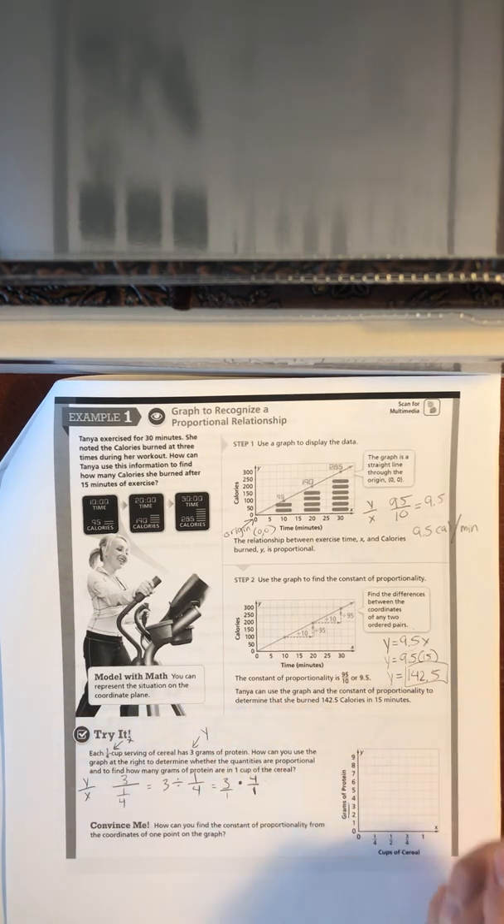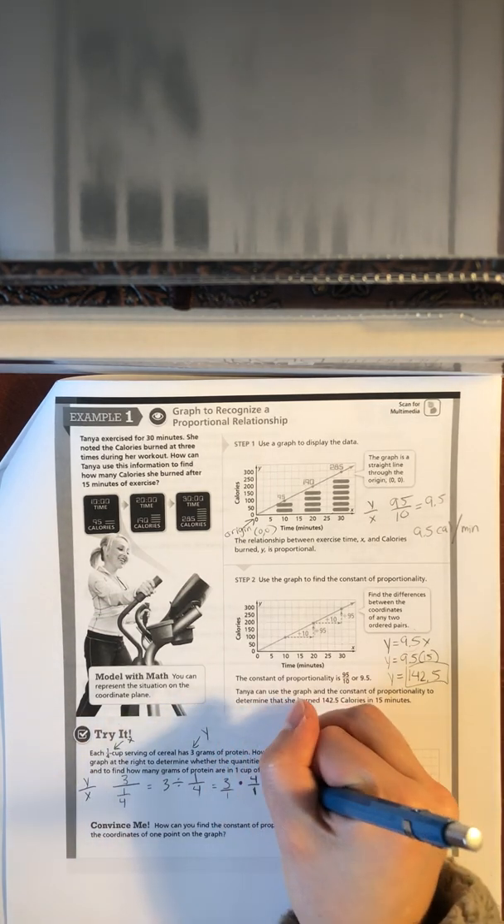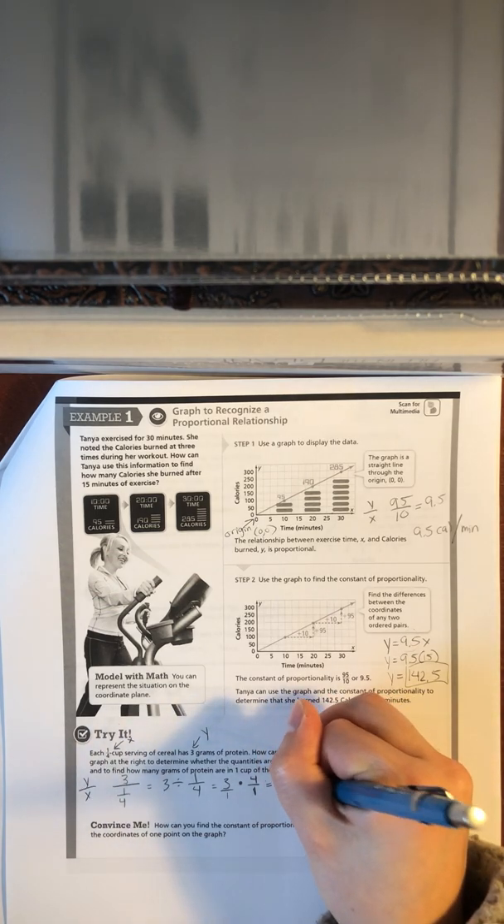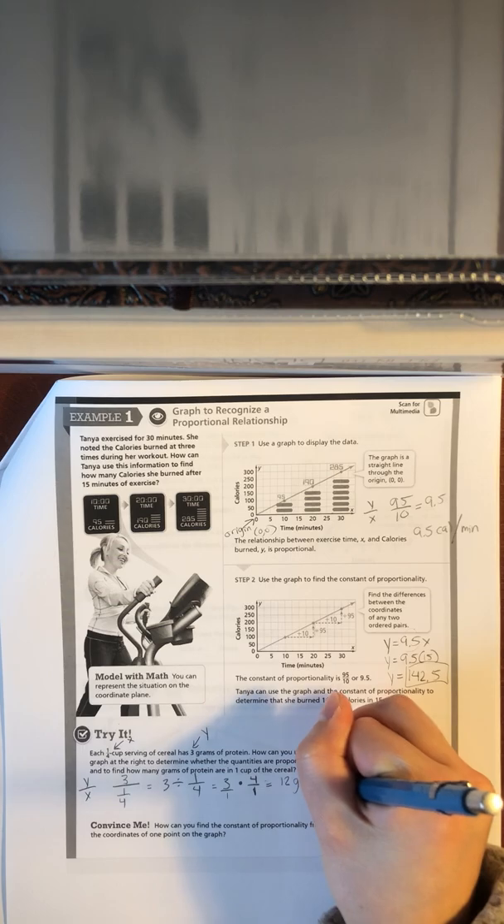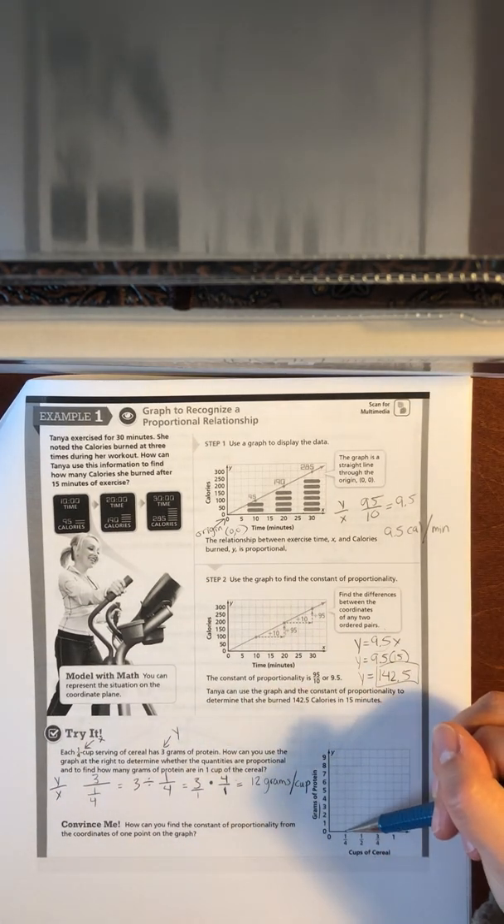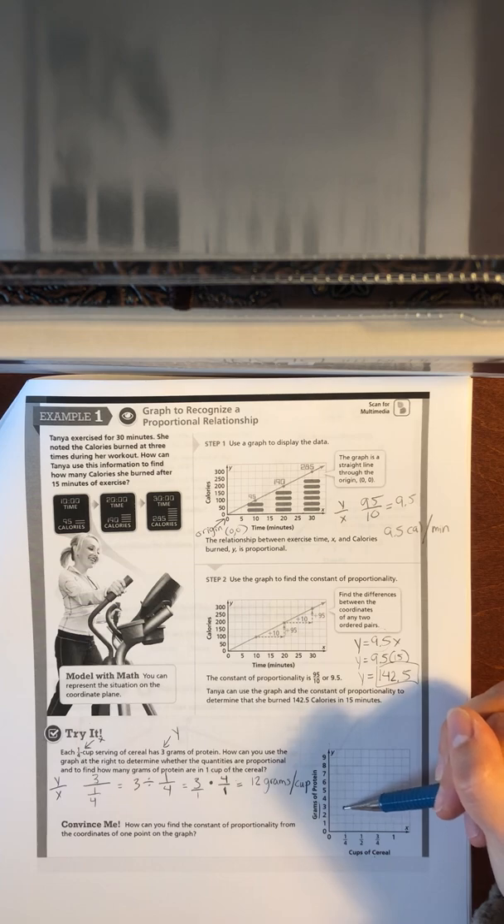You can put that over 1 if it helps you. 3 times 4 is 12. So 12 grams per cup. We're going to graph this as well. So 1/4 cup is 3 grams.